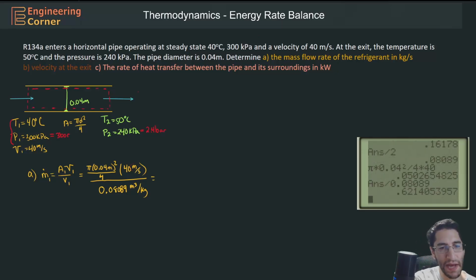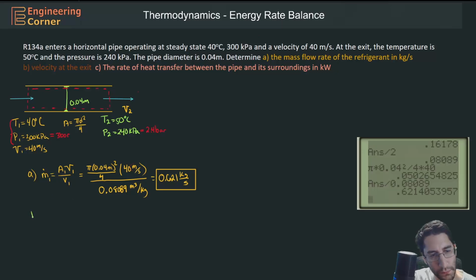So I get my mass flow rate is equal to 0.621 kilograms per second. All right, so that's part A. Now for part B, we're asked to figure out what the velocity is at our exit. So we need V2.